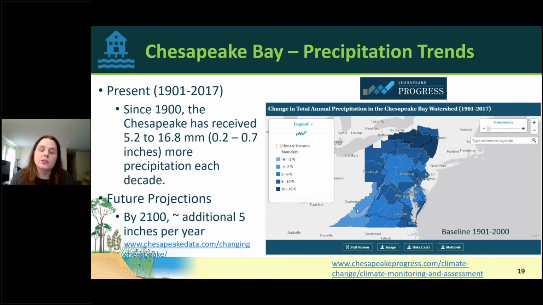And so I kind of want to just point this out because when we're trying to make local decisions on how to be resilient to these changing climate conditions, it's not a one size fits all. So we have to really look at these different regions and figure out what would be the best strategies for what is being projected for that area and also what they're experiencing currently. And so really with Chesapeake Bay, for the most part, it has been wetter, receiving 0.2 to 0.7 more inches of rain. Future projections, they're projecting on average, the area would have an additional 5 inches per year.